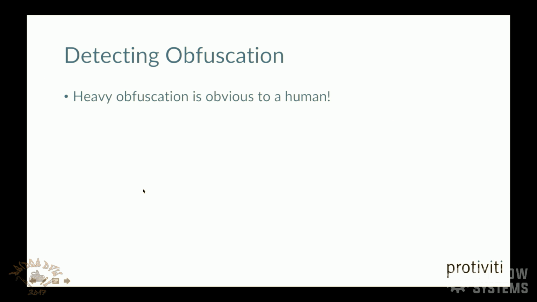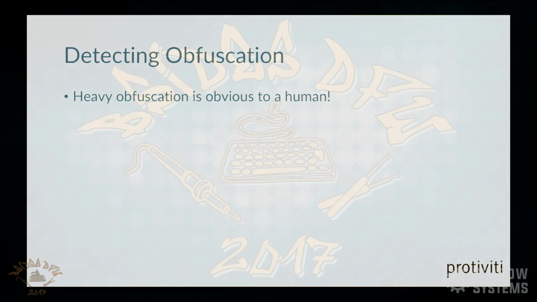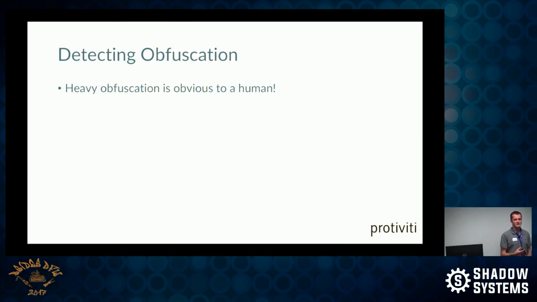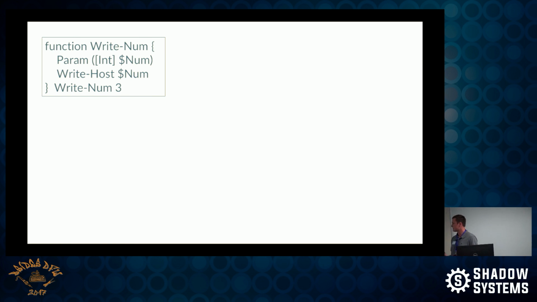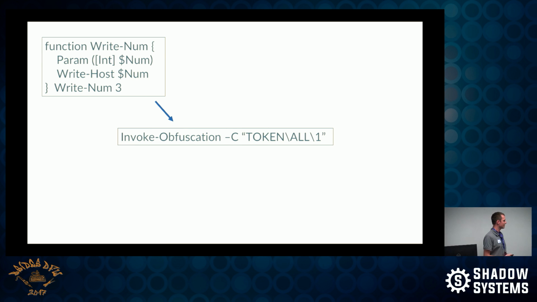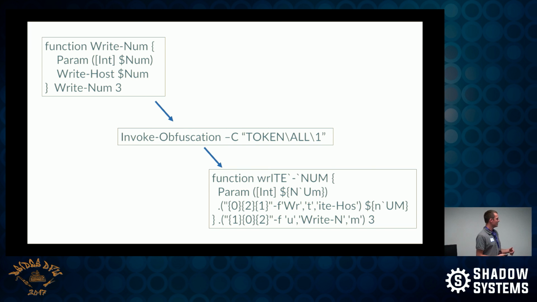The problem becomes when defenders get smart to all this obfuscation nonsense that we're doing, and instead of just trying to match on static signatures, they try to look for indicators of obfuscation itself. So this is the example script we were looking at earlier. When you run this through Invoke-Obfuscation's Token All 1 command, this is an example of some output you get. You and me as a human looking at that can immediately tell that something doesn't look right there. It just doesn't look normal.